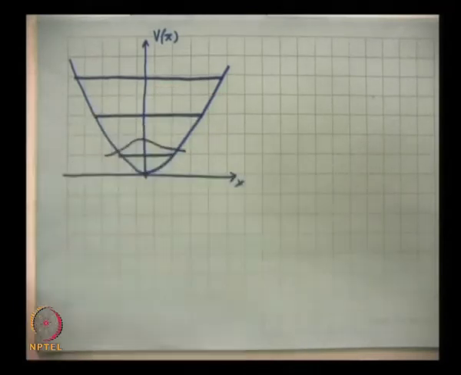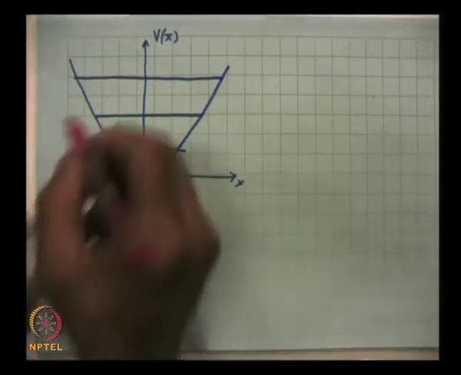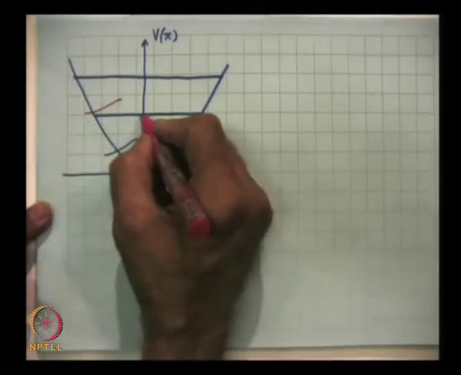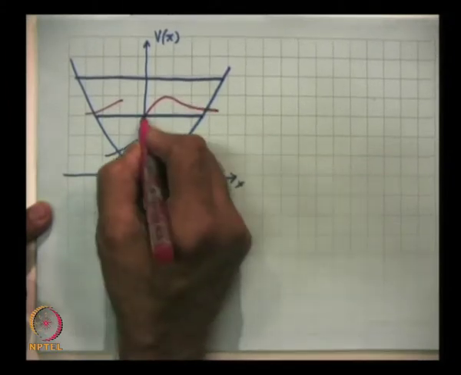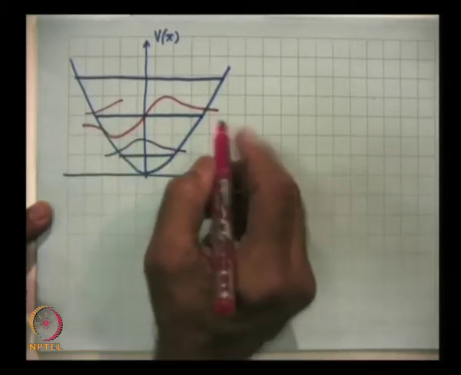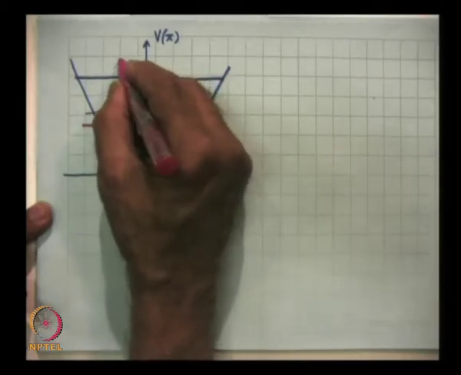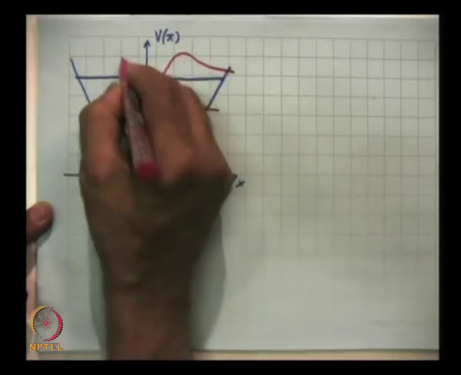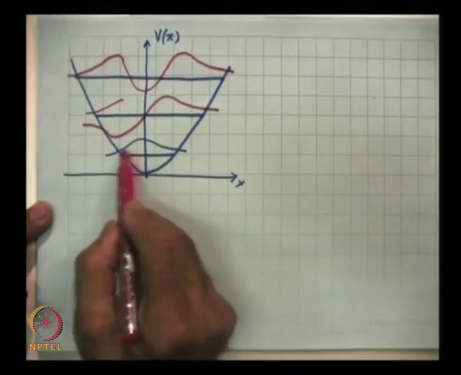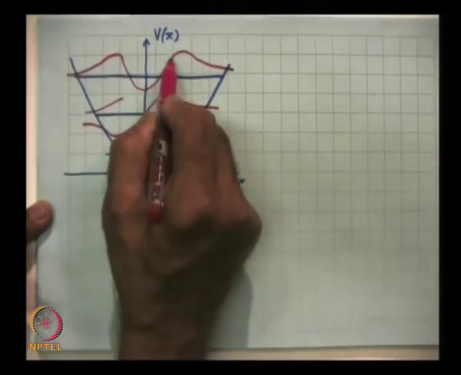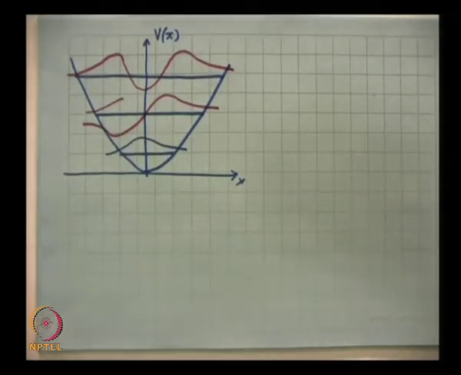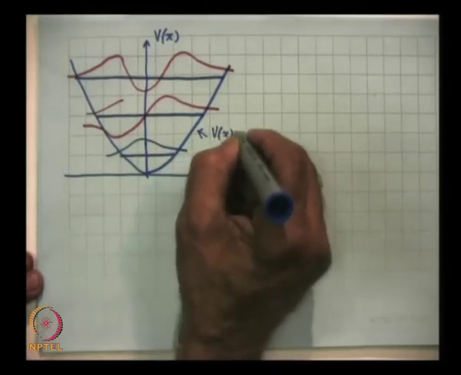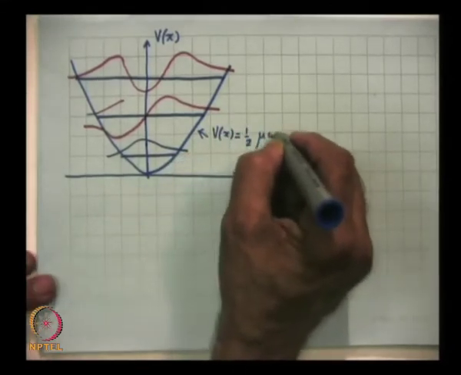The second one is a Gaussian function multiplied by xi. So, it will be something like this. And then this will be something like this. These are alternately symmetric, antisymmetric, symmetric. I will prove that theorem a little later. So, this is my V of x is equal to half mu omega square x square.